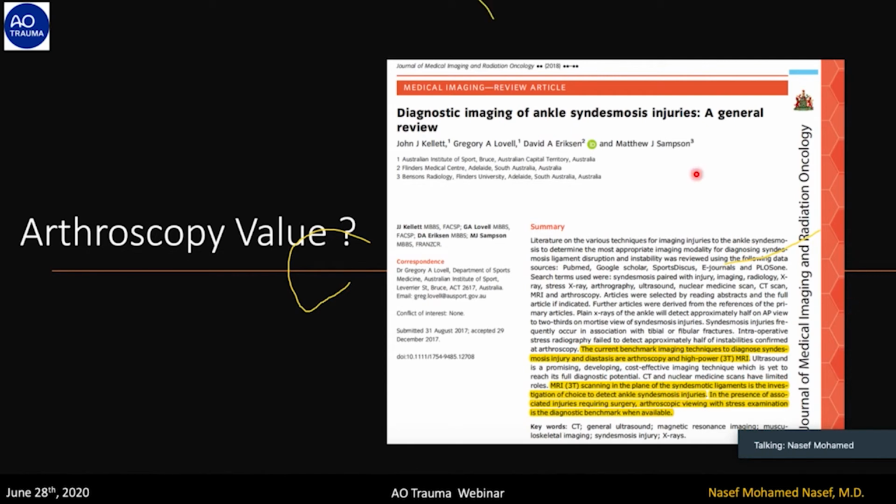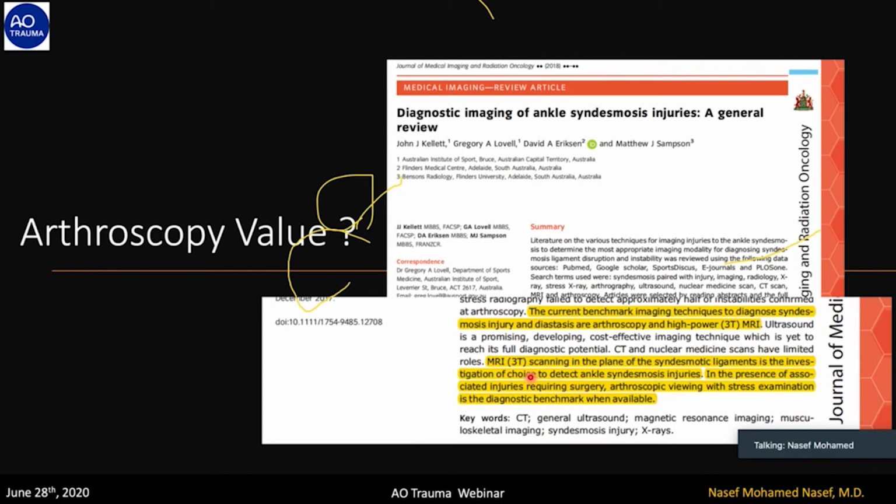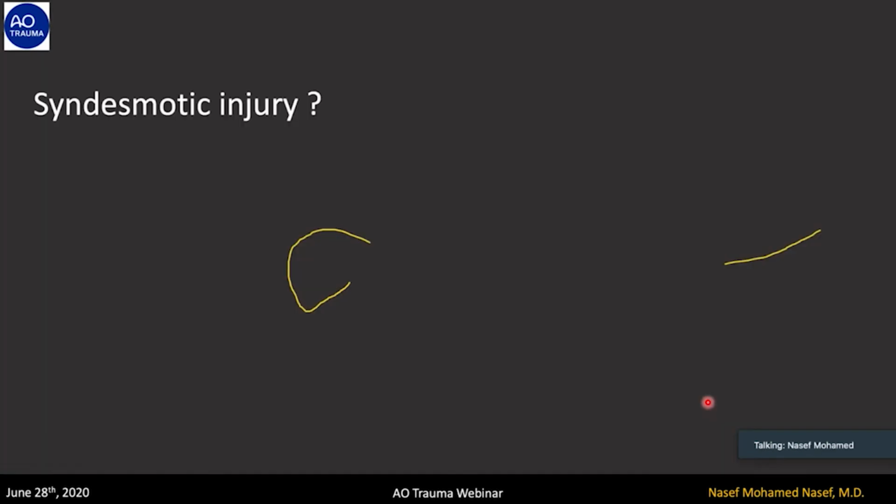And this is a very nice review article. It came out in 2018, and they decided that 3 Tesla MRI in the plane of the syndesmotic ligaments is the investigation of choice for ankle syndesmotic injury. However, in the presence of associated injuries like fracture, arthroscopic viewing with stress examination during the arthroscopy is the diagnostic benchmark. And this was a radiology paper, so it showed that they are not sure of their own radiology as opposed to arthroscopy. And of course, that changes the picture.